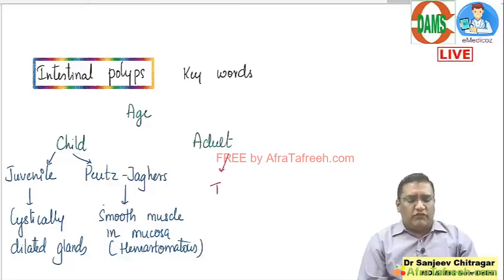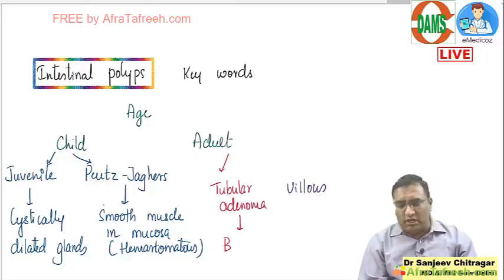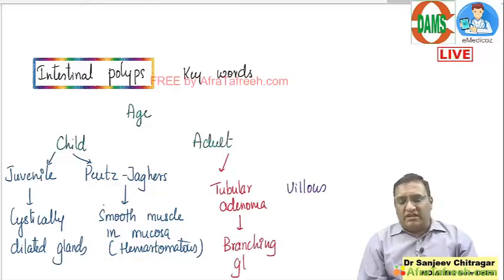In adult, if you are thinking of, then it could be a tubular adenoma or it could be a villous adenoma. Two things. Adult will be a tubular or a villous adenoma. The tubular adenoma will show branching gland-like pattern.